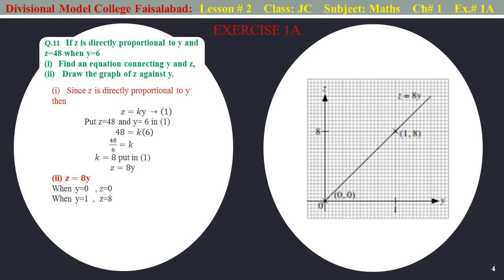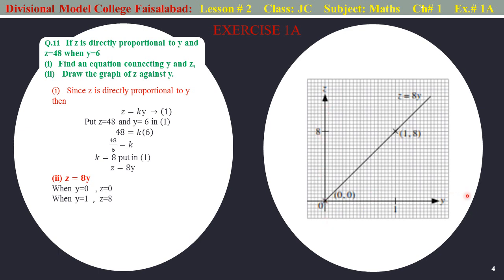Now to draw the graph, because there are two quantities, one is z and the other is y. On the x-axis we will take y, and on the y-axis we will take z. Now our quantities are not x and y, so we will label the axes accordingly. The horizontal line is always the x-axis, and the vertical line is always the y-axis.